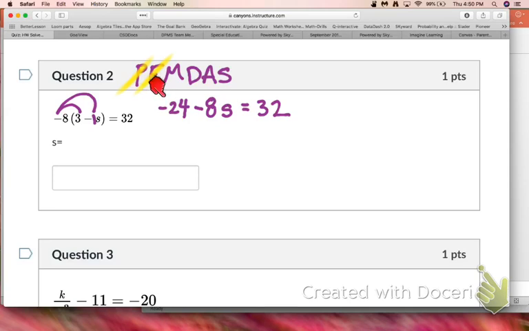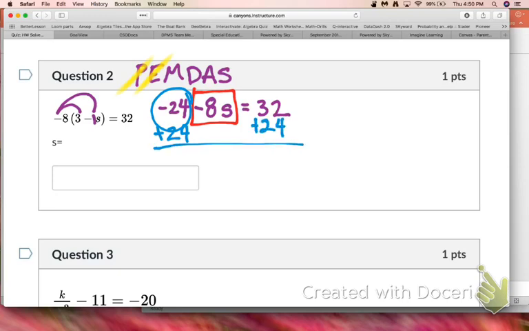So right here, I have a -24. I'm going to box things in real quick, just so my brain can see what I'm doing. I'm going to circle. Okay, so now I'm dealing with the circle first. I'm going to add 24 to both sides. That gives me -8s. This is the cleanup stage.